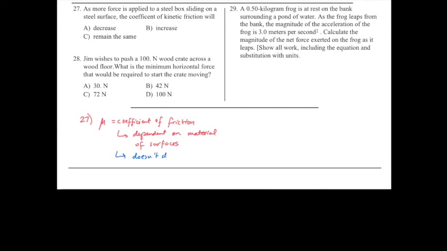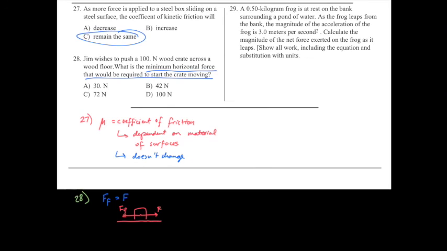Okay. Number 28. Jim wishes to push a 100 newton wood crate across a wood floor. What is the minimum horizontal force that would be required to start the crate moving? So this is just like our lab, where we use the pulley system to figure out the coefficient of static friction. Okay, and so if we're looking for the minimum force, F, going to the right, we need to find out what that force of friction is going to the left, because in this scenario, these two forces are the same, left and right.